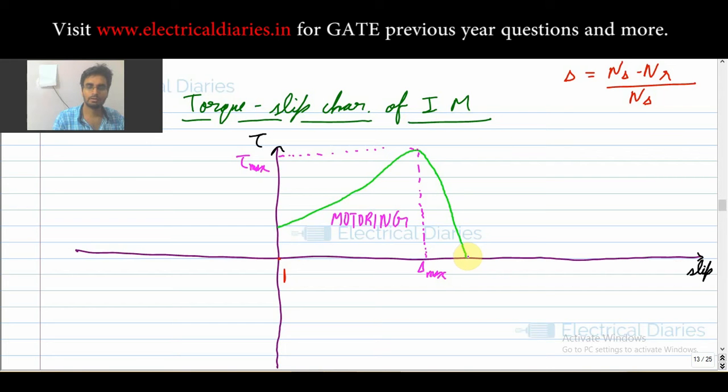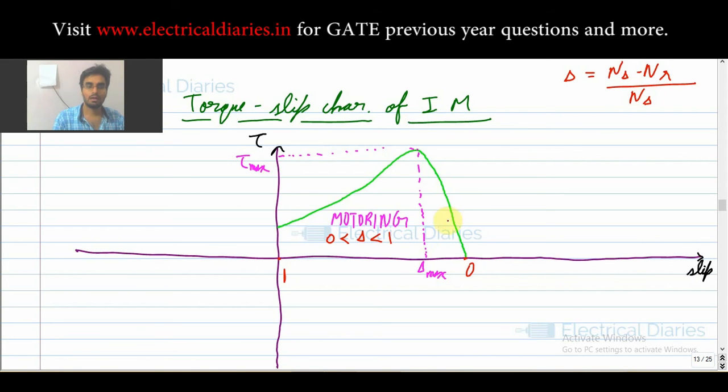So at this point the slip will be (ns minus ns) by ns, which is 0. This point never actually comes. If you don't know this, you can check out the video on the principle of induction motor. So at this point the slip will be 0. In the motoring region the slip varies from 0 to 1.